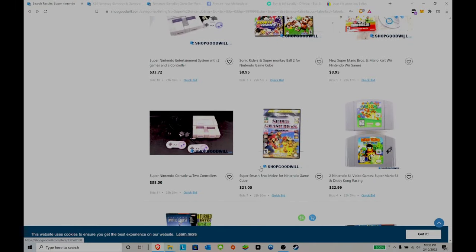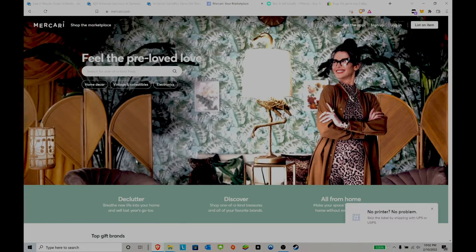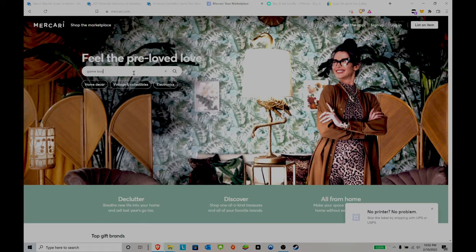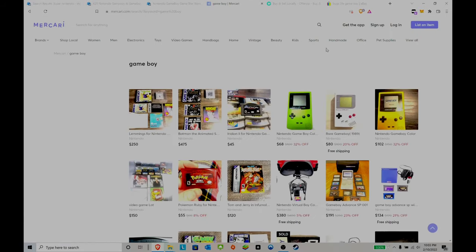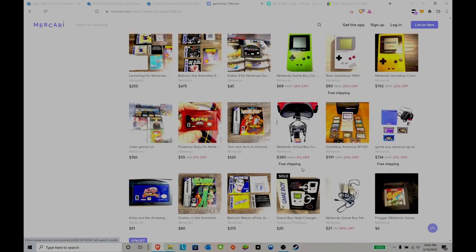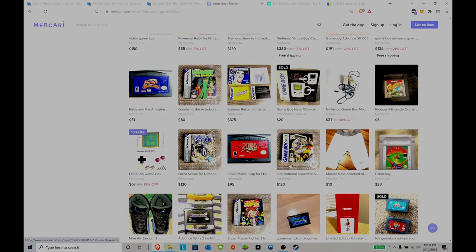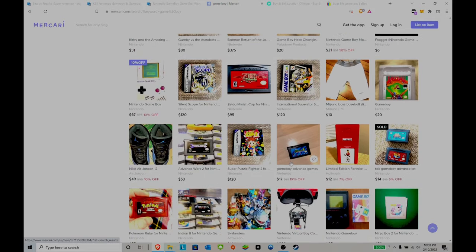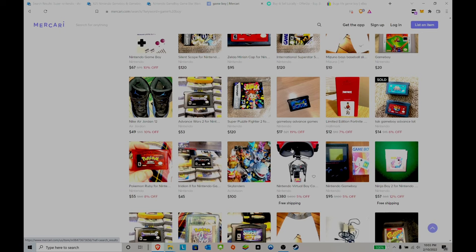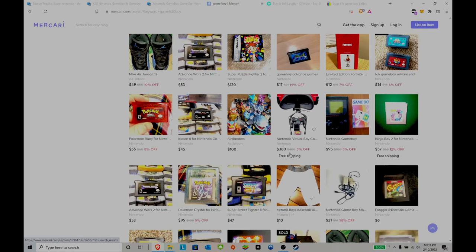All right, so let's show you some other websites. Here's another website where you can definitely find stuff as well. Okay, this is Game Boy Mercy, I think it's called. Now, I've noticed here things can be a little bit more pricey. So sometimes you can find a good deal here. Sometimes you can't. I've had some mixed dealings with people here.